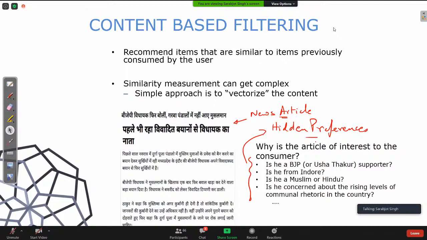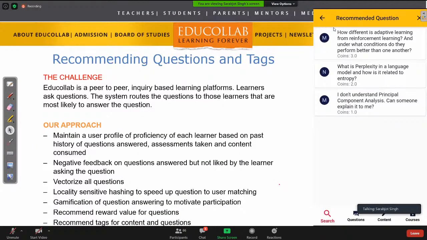But if we want to recommend the next article, should it be another article about Indore on a different topic? Should it be about Usha Thakur? Should it be about one of the communities or about communal tensions in another part of the country? And so that's what we are trying to solve here. But of course, this can be used in other areas also.